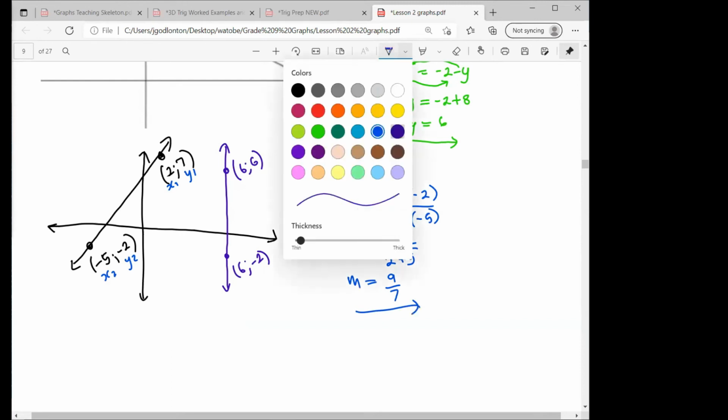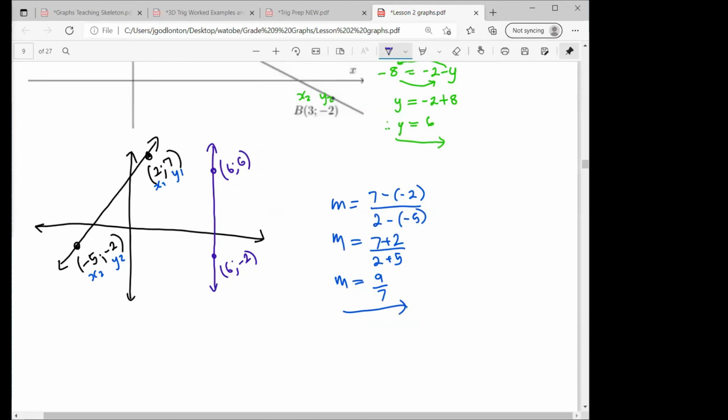My purple line, x1, y1, x2, y2. Okay, m would be -2 minus 6 over 6 minus 6, which is -8/0. Anything that is over 0 is, as Jaden said, undefined. And so its gradient would be undefined. You can't have a gradient for it.